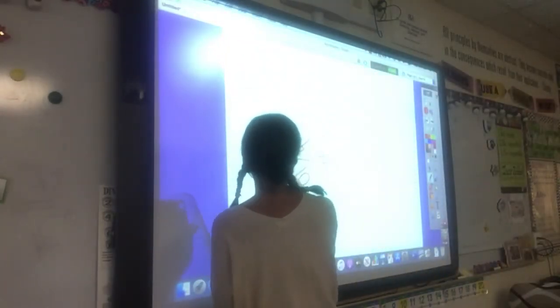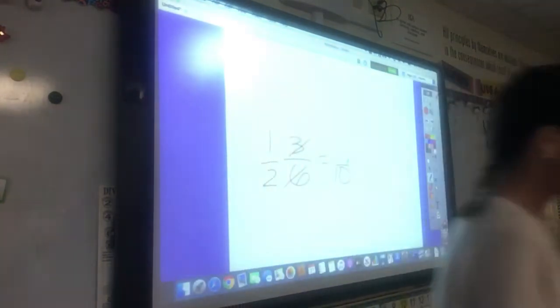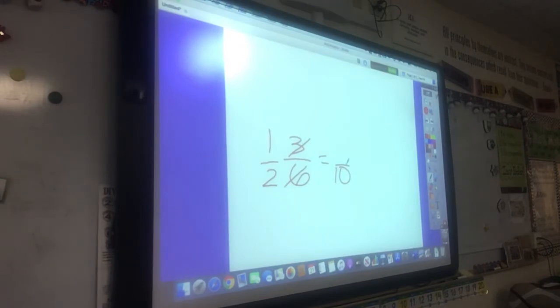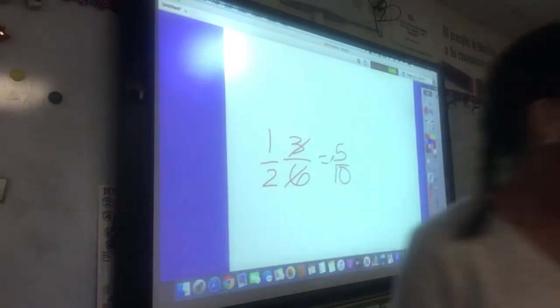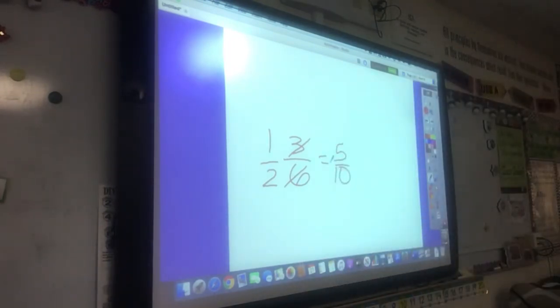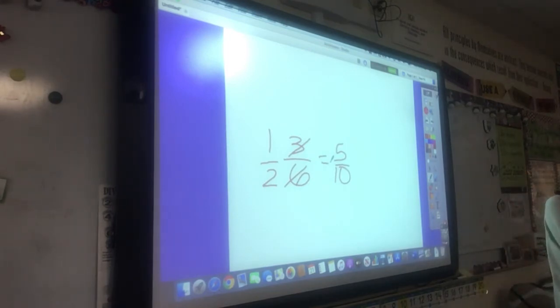1/2. So let's go ahead and make this a 10, because you can go from 2 to 10. And so what would we get for our top if we have 1 over 2 equals blank over 10? Mason? 5. Times 5, times 5. So we have 5/10, 0.5. So if you have a fraction and you're like, wait, I can't get that to 10 or 100, if you reduce it first, you'll be able to do it.